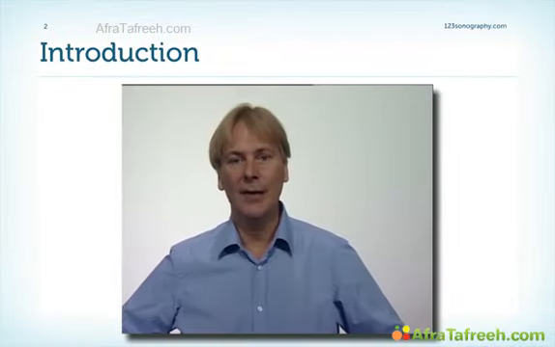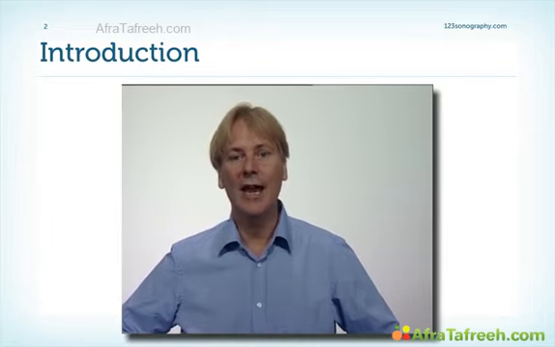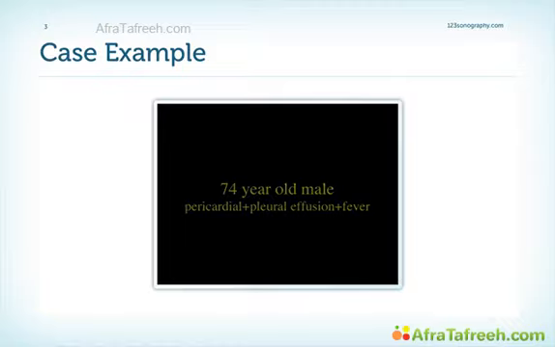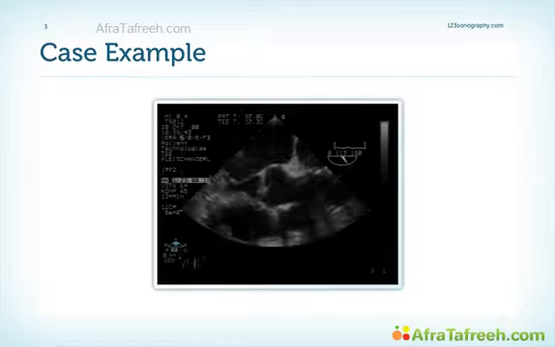I would like to start this chapter with an example which should show you that aortic aneurysms don't necessarily have to look the way we expect them to look. I would like to start this presentation on the aorta with a case. The case of a 74-year-old male who presented with pericardial effusion, pleural effusion, and also fever.